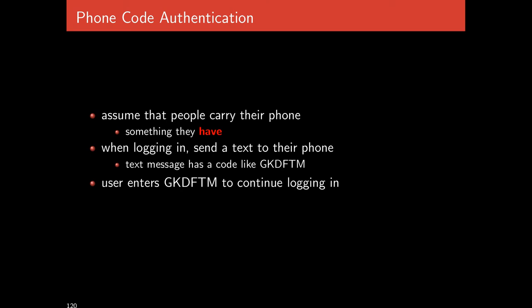What about phone code authentication? You may have experienced this. Everyone has a phone in their pocket. This is something they have, so this can now be used for a form of authentication. If you get a text message to your phone with a code, you can then type that code and log into a website. So you want to log into your bank. The bank says, hey, this is weird because you've never logged in from this particular country before. So we're just going to check to make sure it's you. As long as you have your phone, you still have access to your number. You're the only one who can receive text messages at this number. Here's a text message with this code. Enter in the code. The user then enters in the code.